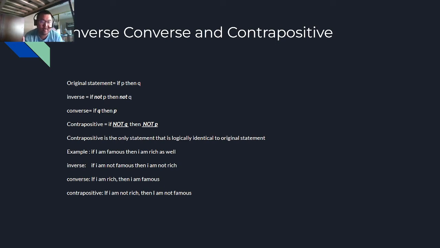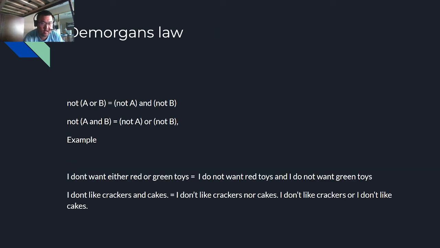The contrapositive, however, which is if I am not rich, then I am not famous, is the same thing as saying if I am famous, then I am rich, because it's just the reverse. If I am not rich, that guarantees that I am not famous. However, if I am famous, that guarantees that I'm rich. So the contrapositive is the only statement of the inverse and converse that is identical to the original statement. Now, this doesn't mean that the original statement is true or false. That's a different story. But it just is identical.